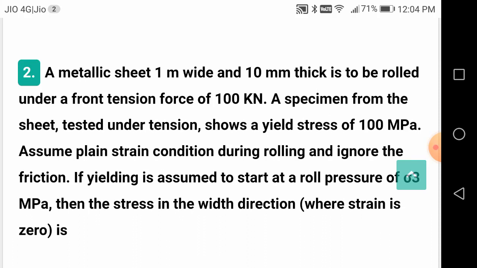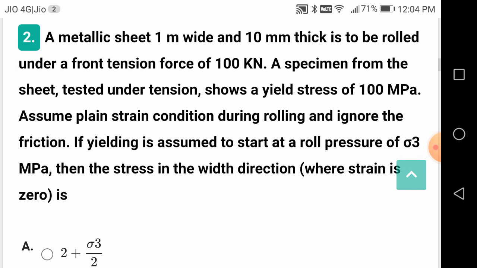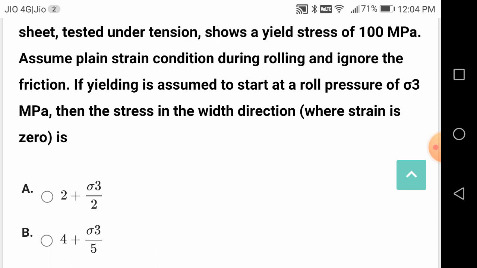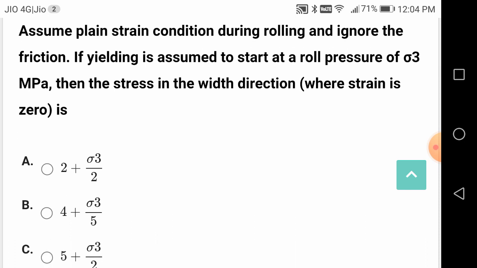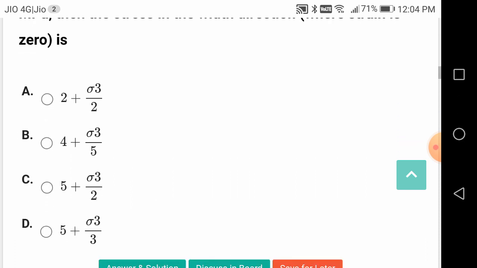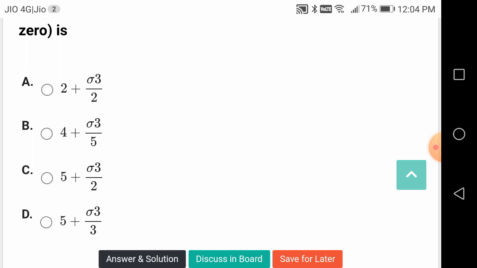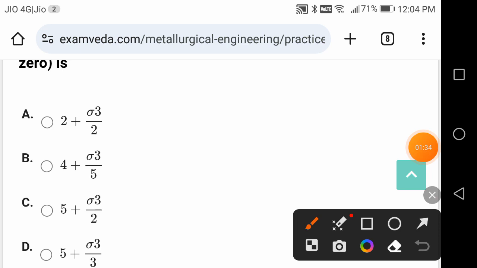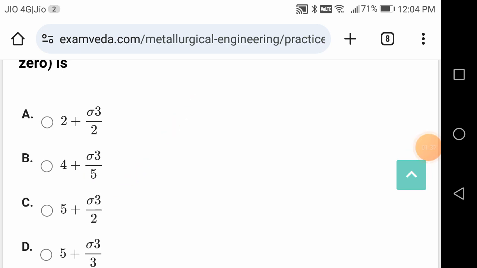A metal sheet 1 mm wide, 10 mm thick is to be rolled under a front tension force of 100 kN. The specimen from the sheet tested under tension shows a yield stress of 100 megapascals. Assume plane strain conditions during rolling and ignore the friction. If yielding is assumed to start at roll pressure of sigma 3 megapascals, then the stress in the width direction where strain is 0. This is a purely rolling question, friends. This is C. Let us discuss later. 5 plus sigma 3 by 2.